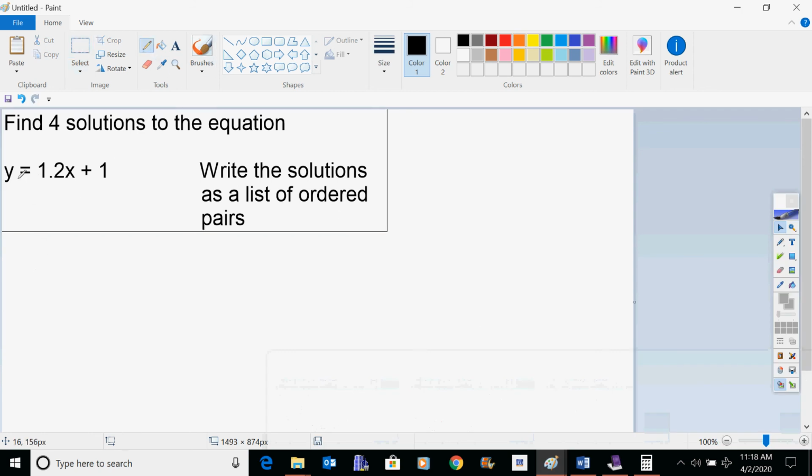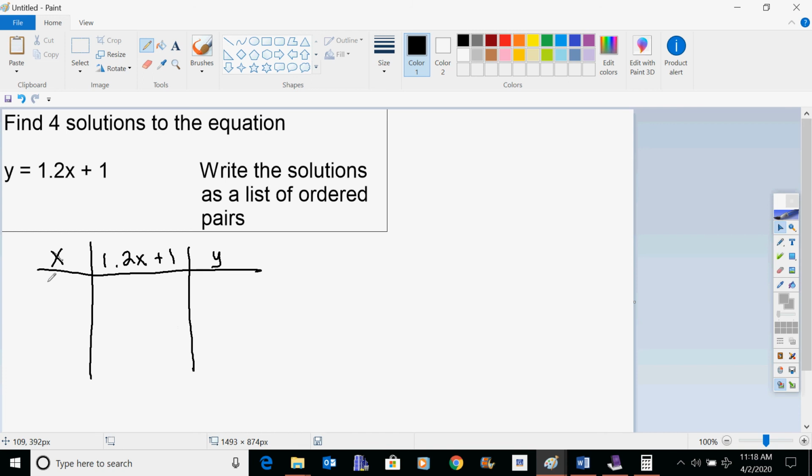So what I want to do with this one, I have y equals 1.2x plus 1. When you make the chart, if you consistently always put the x first, that's going to be helpful. I'm going to put another thing in here. And here's my y. And so 1.2x plus 1, so I can follow my pattern as I go through.